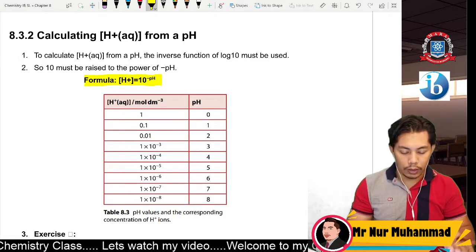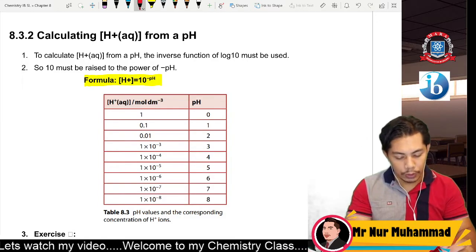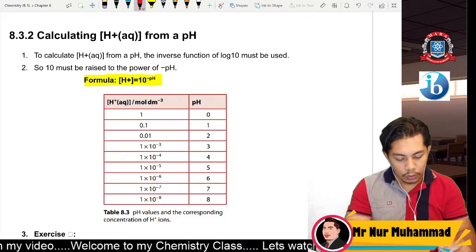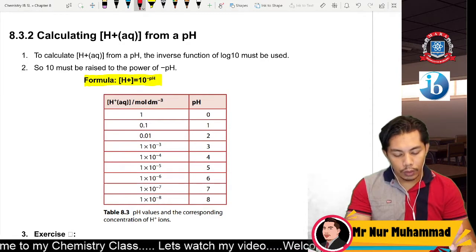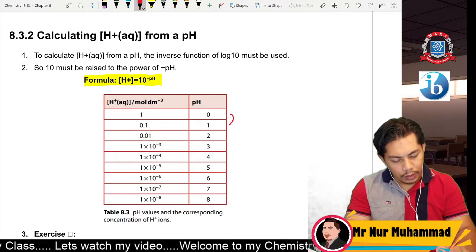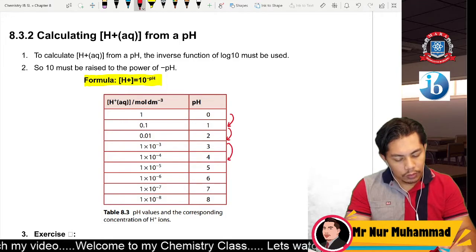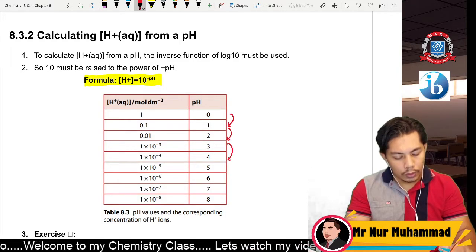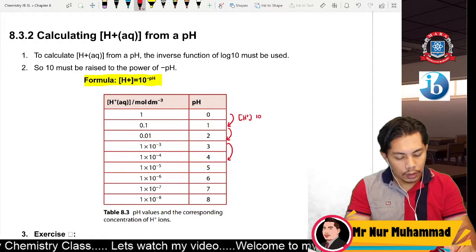Please look at this table. This table has a list of pH, 0 until 8, but actually it goes until 14. What is meant by pH? When the pH increases one level, and increases one level again, it means that the concentration of hydrogen ion increases 10 times.